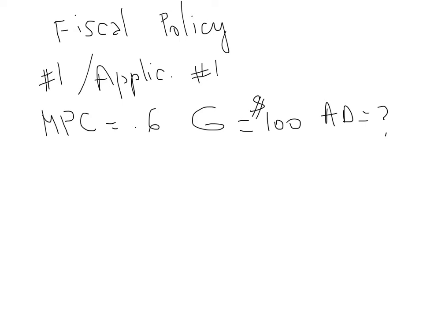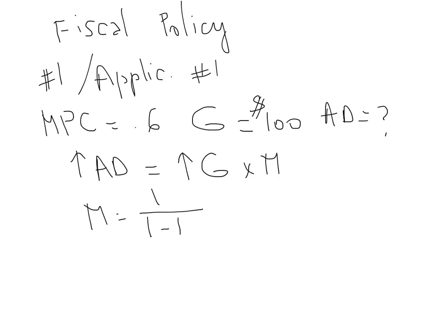So from the PowerPoint and the videos, we know by now that increase in aggregate demand equals increase in government spending times the multiplier. And the multiplier is calculated as 1 divided by 1 minus MPC. So we can calculate this one. 1 divided by 1 minus 0.6. So that's going to be 2.5. So now we know this multiplier over here.